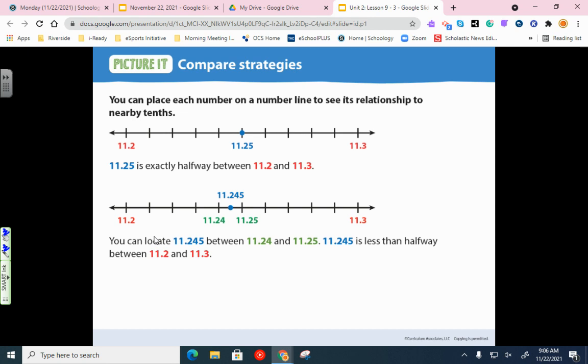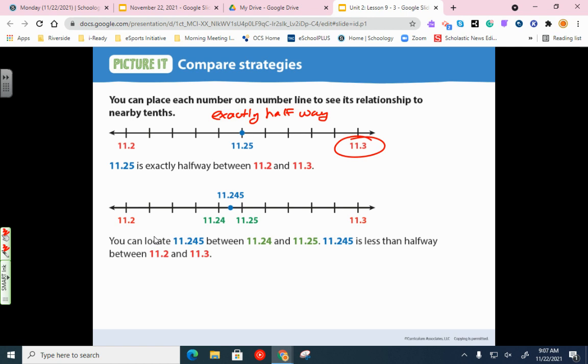So here's another way we could have done it. You can place them on number lines to see the relationship to the nearby tenths. In both cases, you can see that since this one's exactly halfway, the rule is to round up.